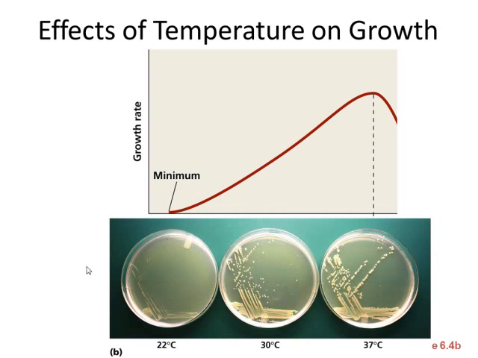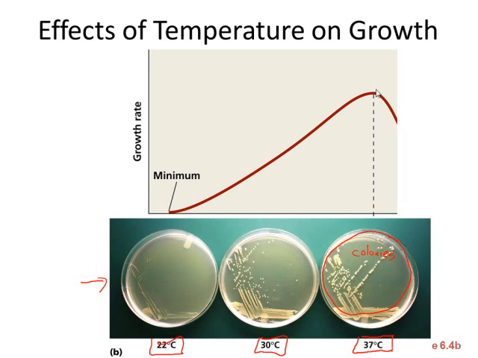Here's an example of bacteria growing on a plate at 3 different temperatures. If I were to ask you, and a question's going to pop up on your screen, what temperature appears to be optimal for this bacteria to grow? Yeah, if you look at this, I would say 37 degrees. That's where we have the most growth. That's where we have the most number of colonies.